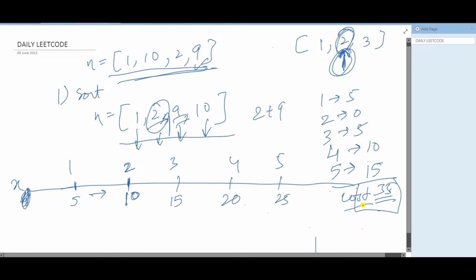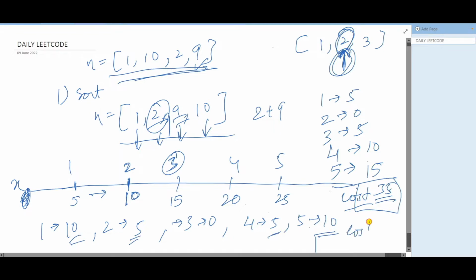Now, let's say they decide to meet at the home of the third person. The first person has to go 10. The second person has to go 5. The third person doesn't have to move an inch. The fourth person has to go 5, and the fifth person has to go 10. So 10, 15, 20, and 30. The total cost is 30, which is less than if they decide to meet at the second person's place.